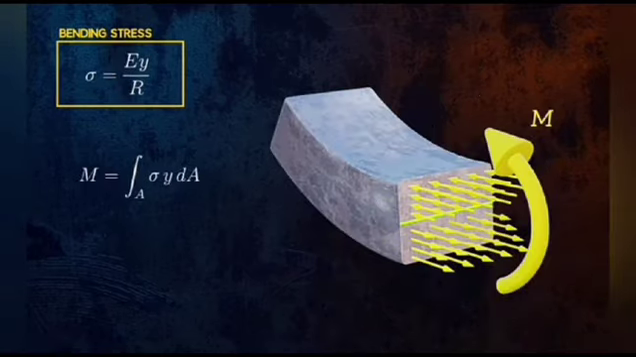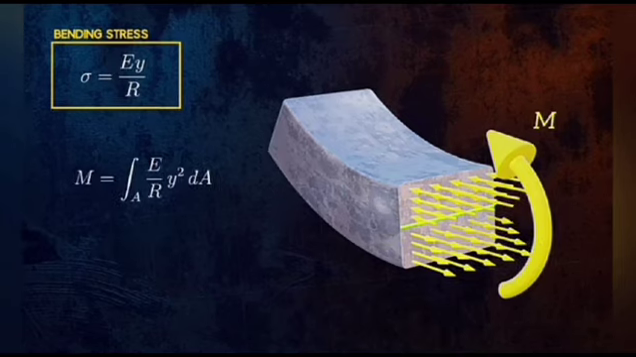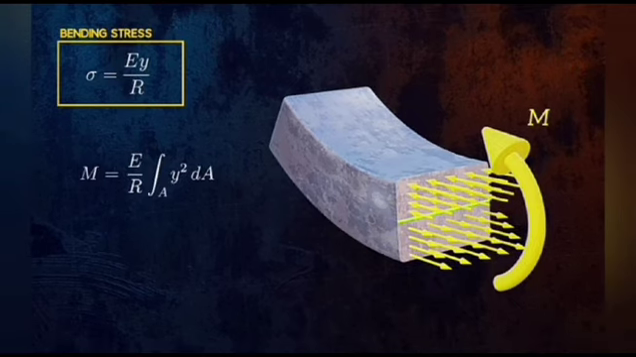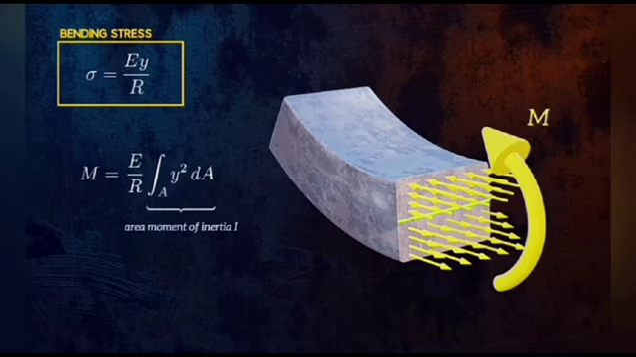The bending moment is equal to the integral of stress, which is the force per unit area, multiplied by the distance y. Here, dA multiplied by stress gives us the force acting on area dA and not on unit area. On taking E by r out of the integral as constants, we get the integral of y squared dA, which is the area moment of inertia of the beam, denoted by I here.